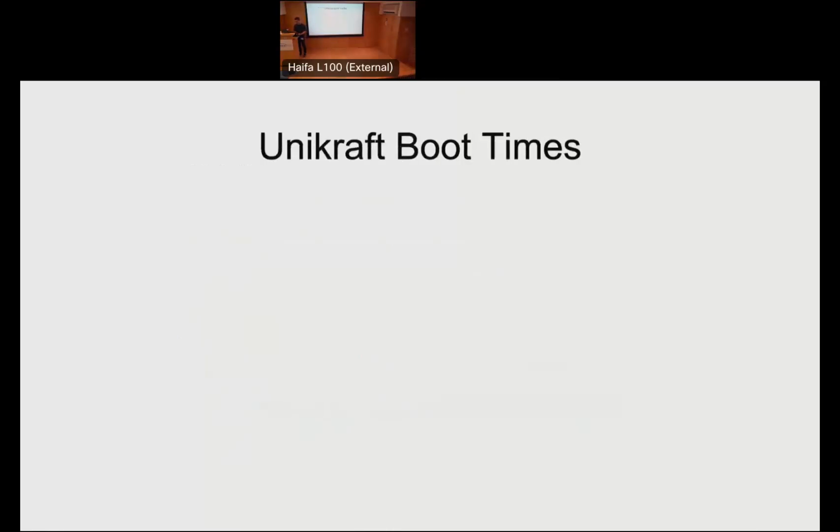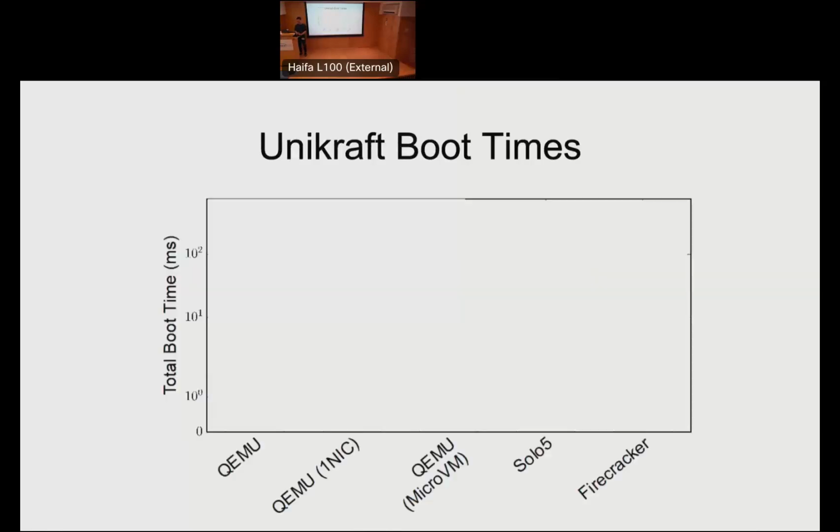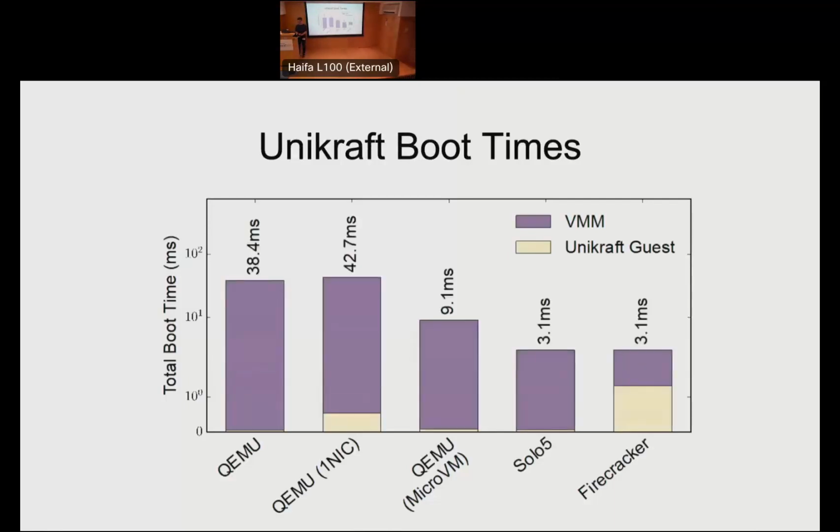The second thing that we measured is boot times, which is quite important for the workloads that Unikernels target. We measured them for a number of virtual machine monitors that you might want to use in different contexts. And we report a breakdown between the time spent in the VMM and the time spent in the guest. Taking a look at QEMU first, it's about 38 milliseconds, which is still quite fast. It goes to 42 milliseconds when you add a NIC. But the really fast boot times, you get them when you start using VMMs that are really thought for these fast boot times. QEMU is not really optimal for that.